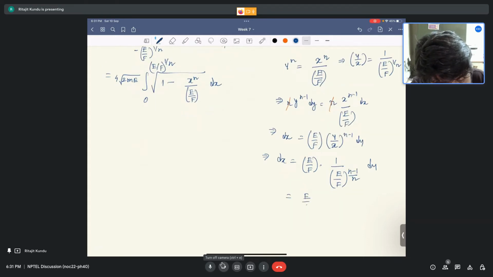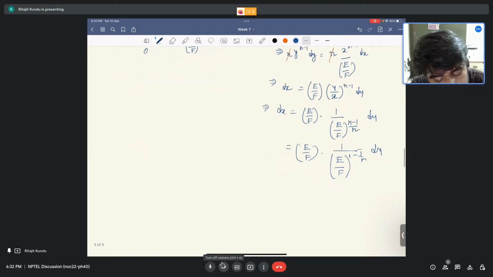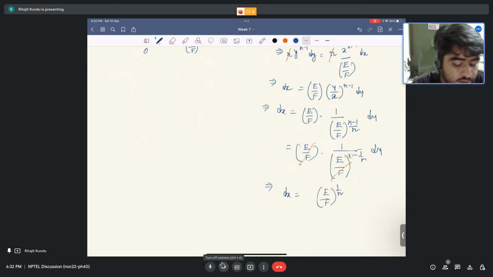So let's simplify these constants by E by F, and on the power there is 1 minus 1 by n. Okay, so now you see that this will actually cancel with this 1, and so now dx will end up being E by F to the power 1 by n. Okay, so I am taking it to the numerator, so the minus becomes plus times dy.